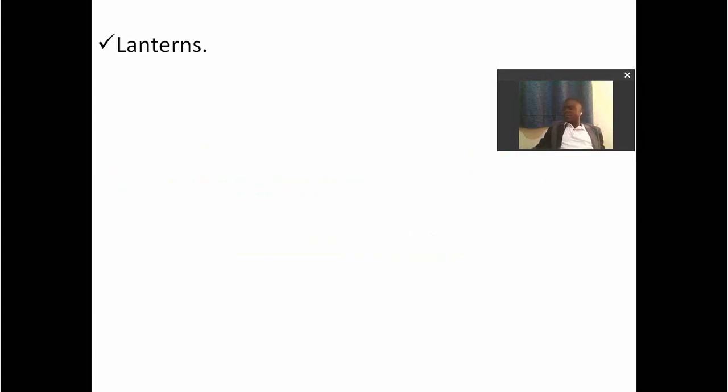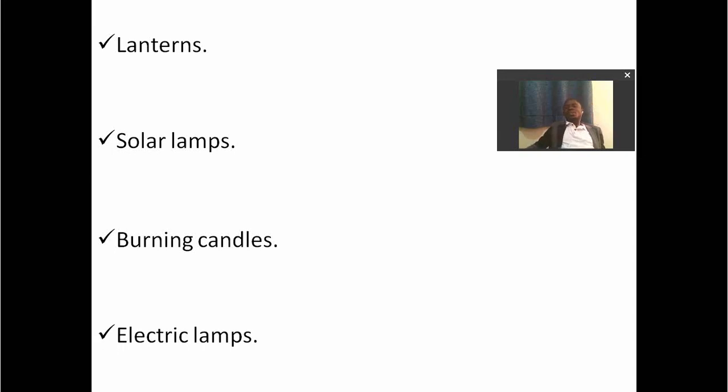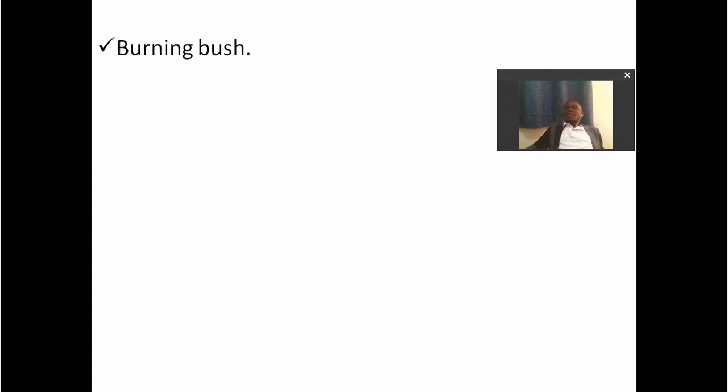Are we together? Okay, what are they? We have the lanterns. Those ones are man-made. Then we also have the solar lamps, also man-made. We have the burning candle. Yes, you can go and make a candle and then you light it up. That is man made. God has never made a candle. Then you have electric lamps, also man made. Then we have the burning bush. Some of you are stubborn. You can easily get a matchbox and you light up a bush. You have made your own source of light.